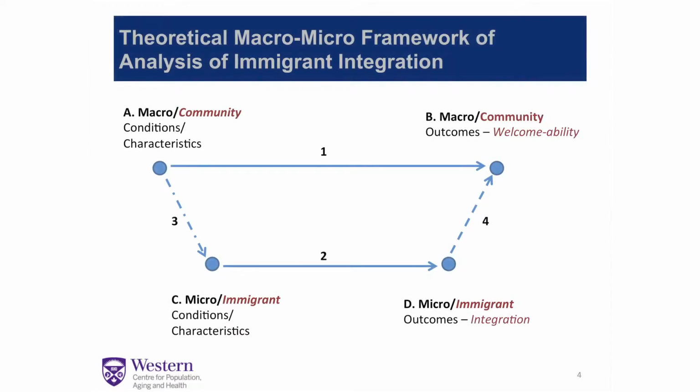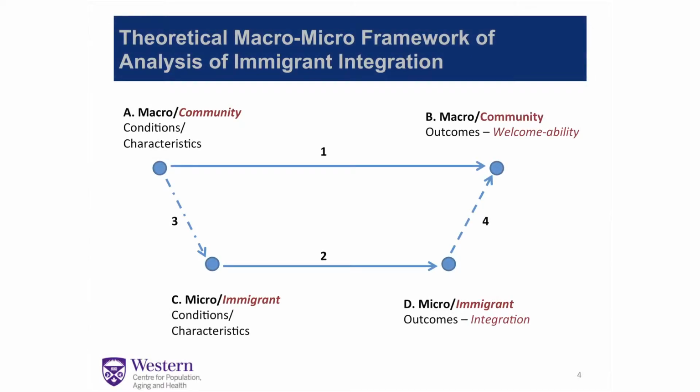James Coleman, a mathematical sociologist, proposed a framework ideally suited for developing theories of social behavior at the macro and micro levels and their interrelations between them. This figure illustrates the application of this general framework to analysis of integration, distinguishing between welcomeability and integration and the community and individual levels of analysis. Here, arrow 1 indicates that certain community characteristics could lead to that community's ability to welcome immigrants, or welcomeability. And arrow 2, that individual level traits influence an individual's ability to fully participate in society or integration.